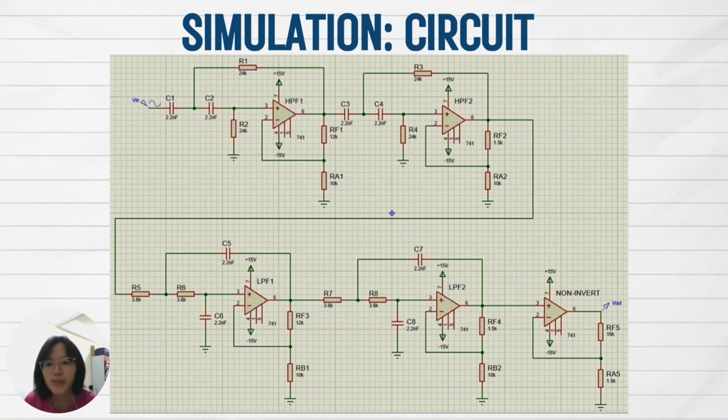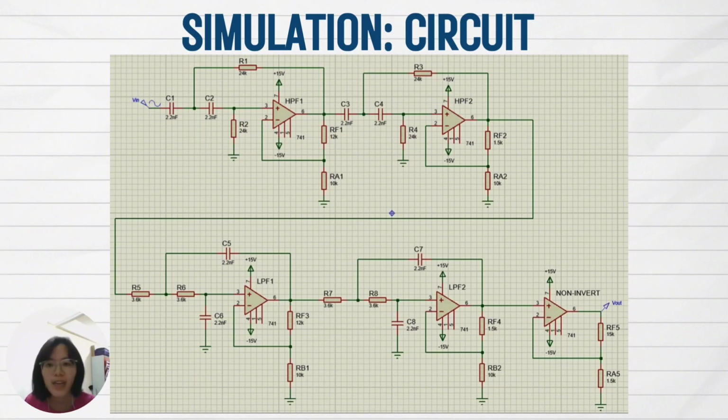Next, I will present the simulation circuit. The software simulation that our group uses is Proteus 8 Professional, and this is our fourth-order band-pass filter circuit, consisting of two fourth-order high-pass filters and two fourth-order low-pass filters, and another one for the extra non-inverting amplifier to fulfill our project requirement of mid-gain equal to 70.